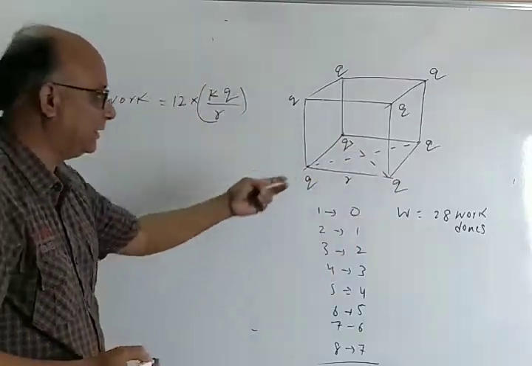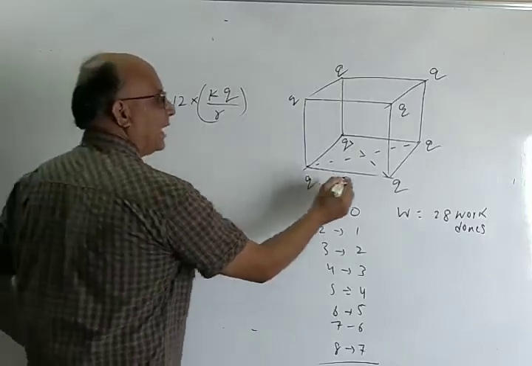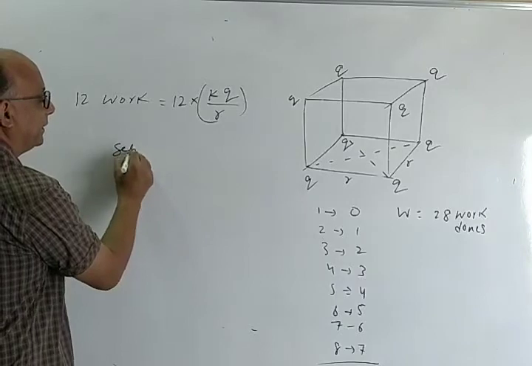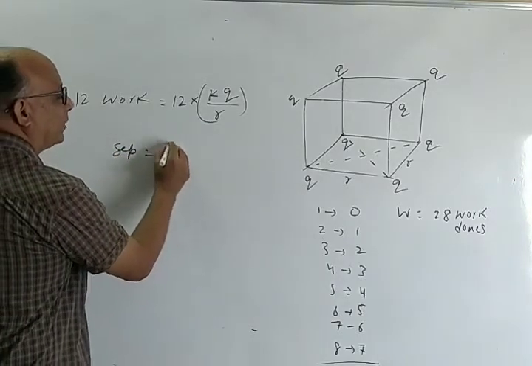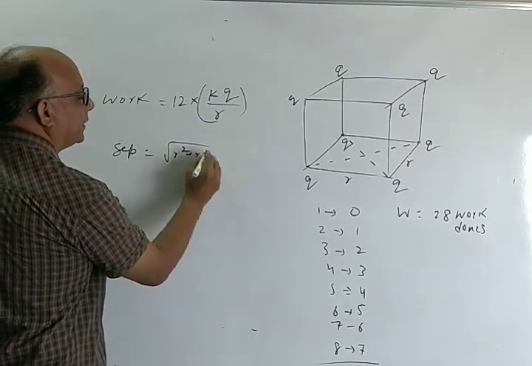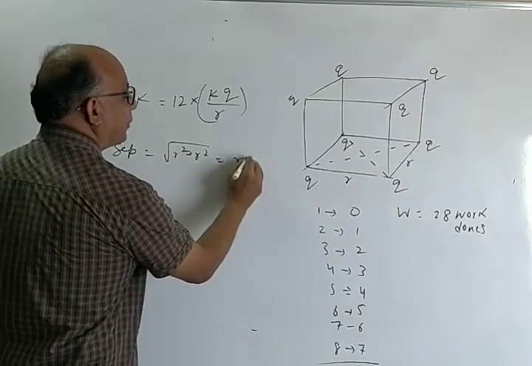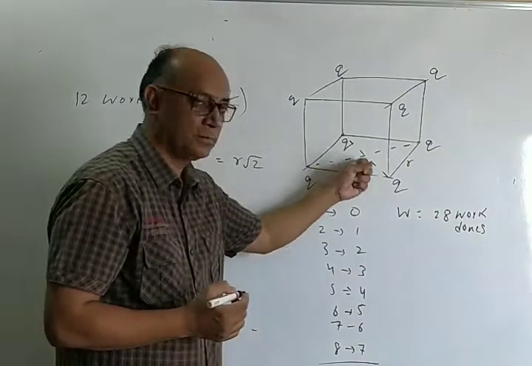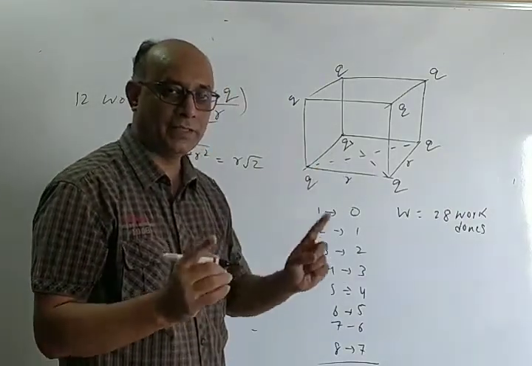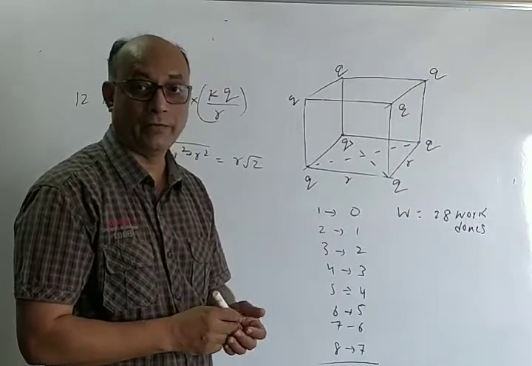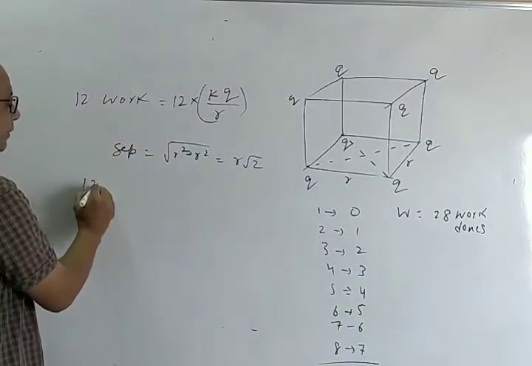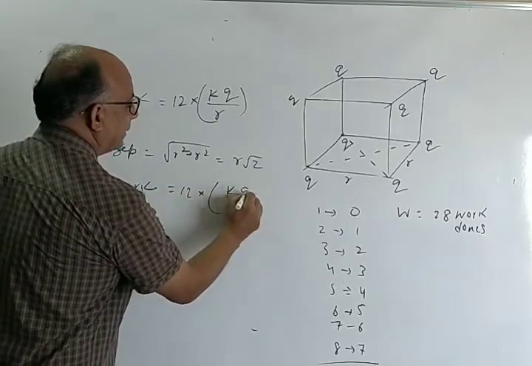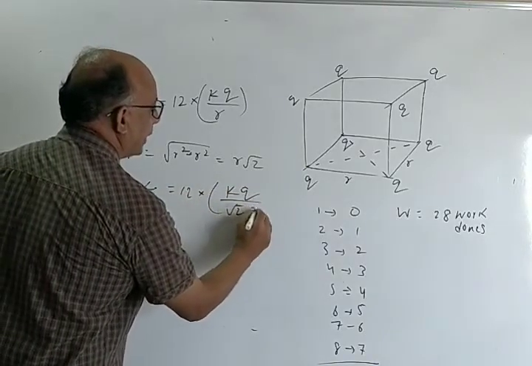And how these diagonals are basically, this is R, the angle is 90 degrees. So the separation here is under root R square plus R square, that is R root 2. This is the separation. And how many such separations are there? In each face there are two diagonals. So 12 again. So we again have 12 work dones, having a separation of root 2 R.